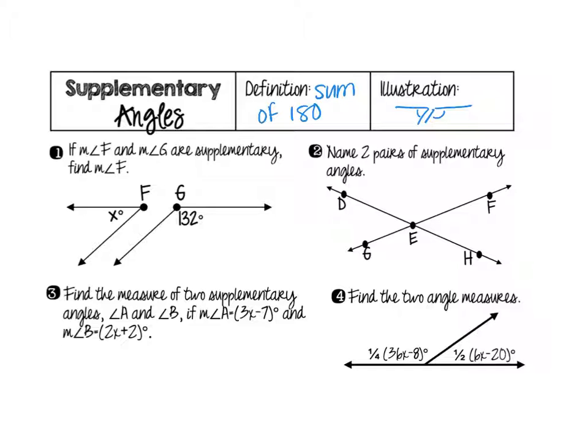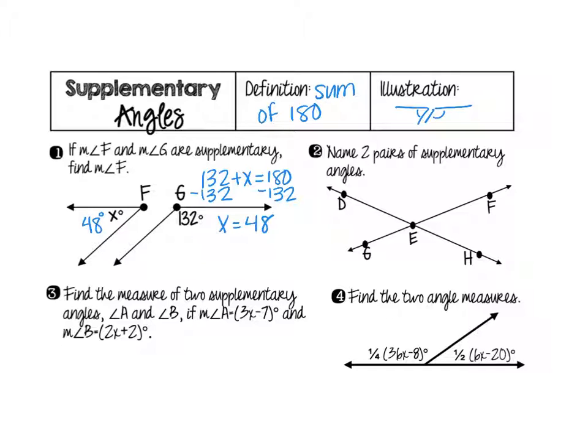So looking at number 1, if they're supplementary, I know that 132 plus x has to equal 180, and I'm going to subtract 132 from both sides. So I know that x is going to equal 48, so angle F is going to equal 48 degrees.